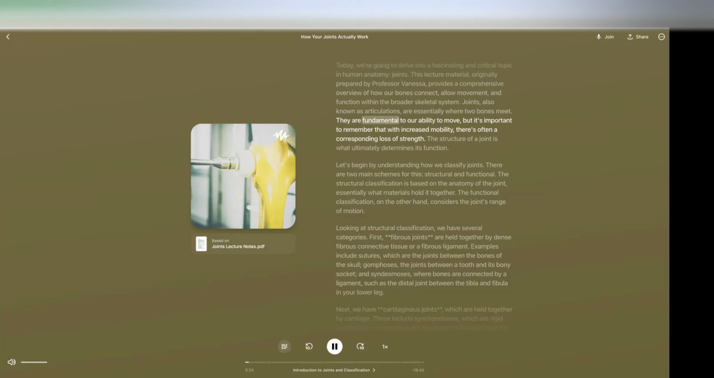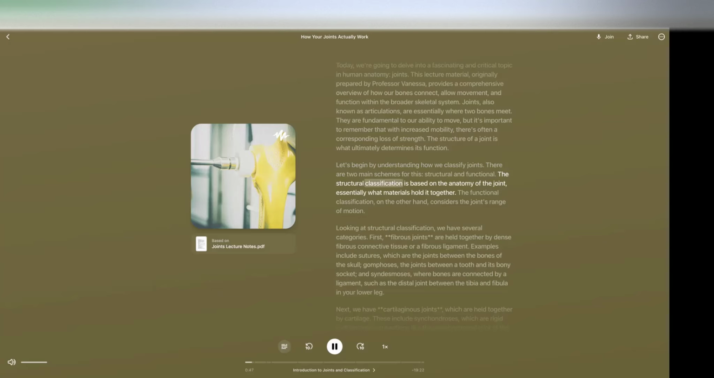They are fundamental to our ability to move, but it's important to remember that with increased mobility, there is often a corresponding loss of strength. The structure of a joint is what ultimately determines its function. Let's begin by understanding how we classify joints. There are two main schemes for this: structural and functional.